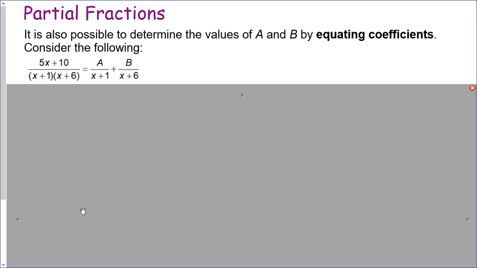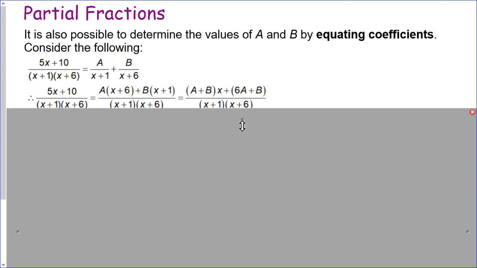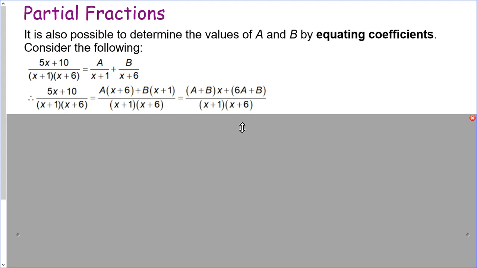Right, I'm going to show you another method because the cover-up method doesn't always work. It does work with linear factors. It's a method called equating coefficients. So what we do is we now add these two fractions, and this is what we get, and then we rejig it, factor it out so that we've got an x term and a constant term. And that needs to match the original numerator.